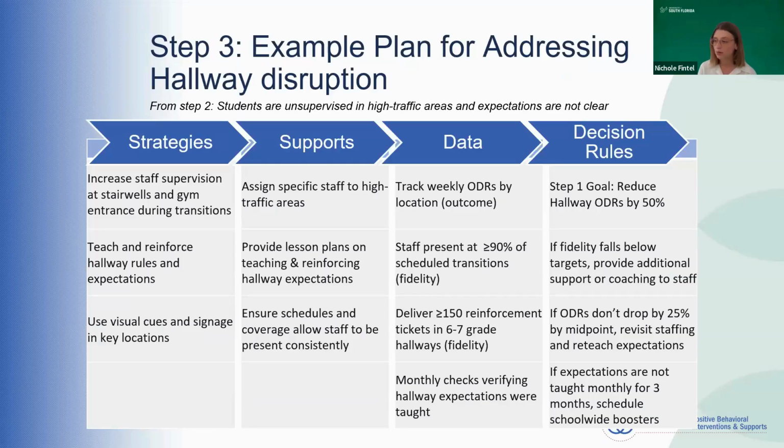Notice that the school is tracking both outcome data, so they're going to be looking at the number of ODRs by location, and they're also looking at fidelity data, which in their case is the percentage of transitions being covered in the hallways and the number of reinforcement tickets being delivered. Finally, their decision rules protect teams from emotional decision making. Instead of "this isn't working," we can say, based on our rules, this is what we want to do next.